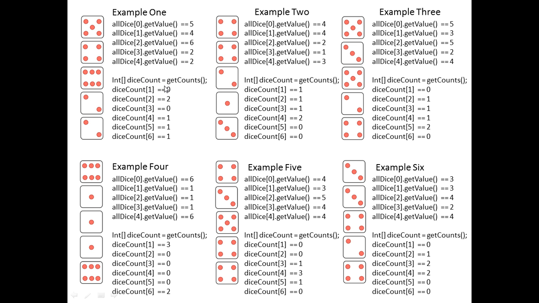If I'm checking for a 3 of a kind, I can look at this and I will have to have at least some number that is 3 or bigger. Nope, no 3 of a kind. Nope, no 3 of a kind.